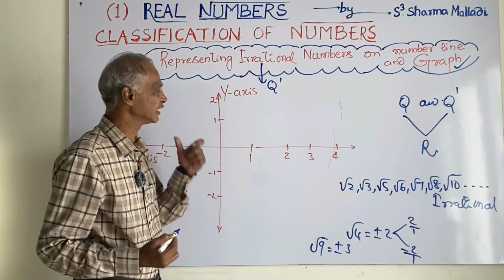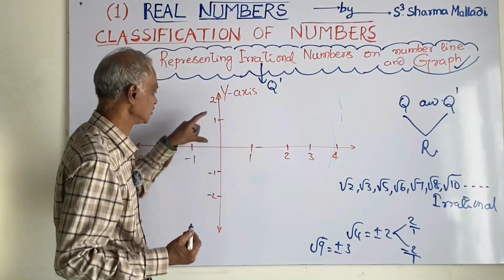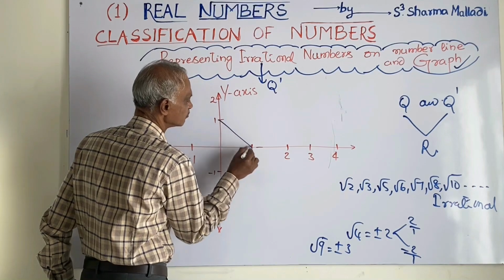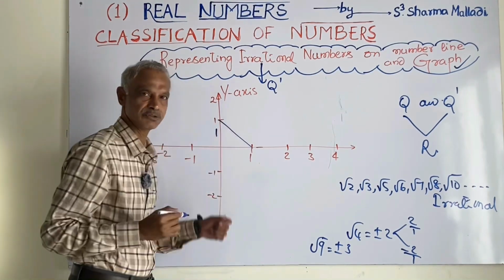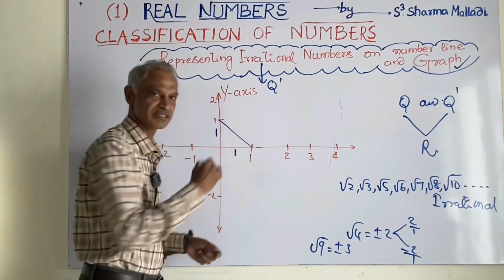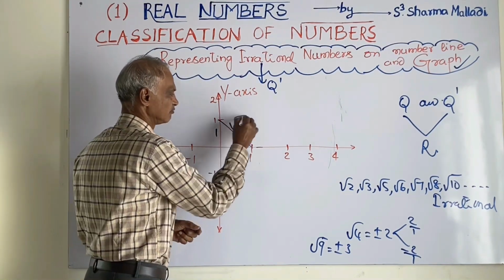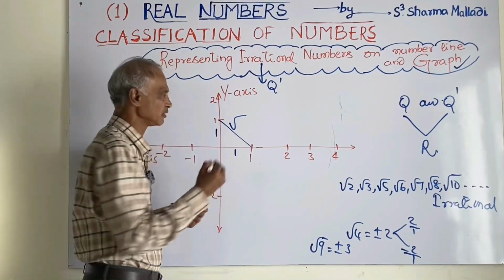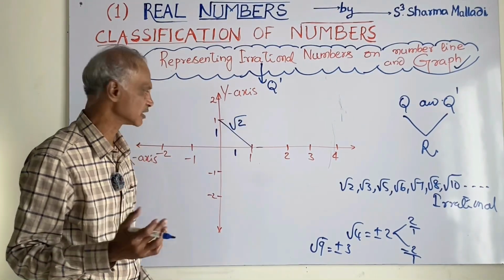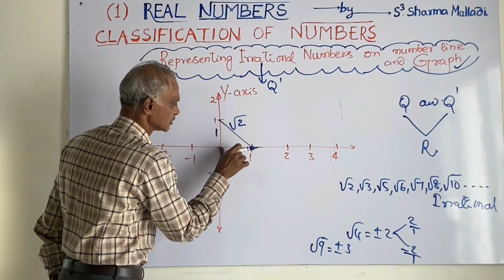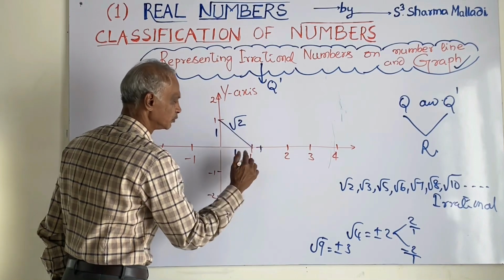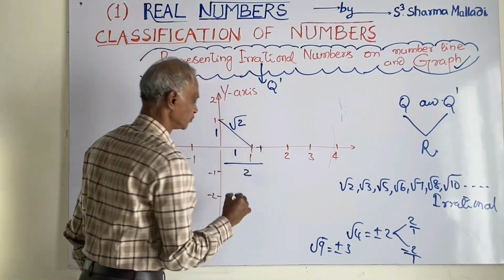How to represent irrational numbers on a graph? See, this is 1 unit and this is 1 unit. If you join them, already I told you by the Pythagoras theorem, this is 1 and this distance is 1. This will be 1 square plus 1 square, which means root 2. Measure this distance with the help of a compass, and you see this one, and this will be root 2. This distance is root 2.